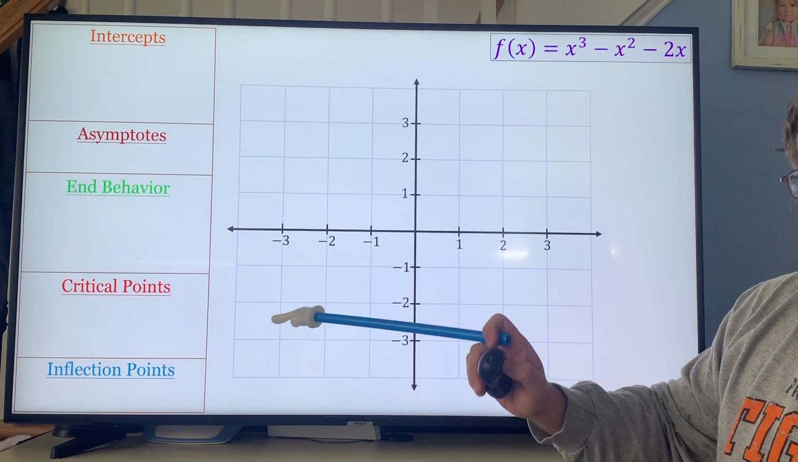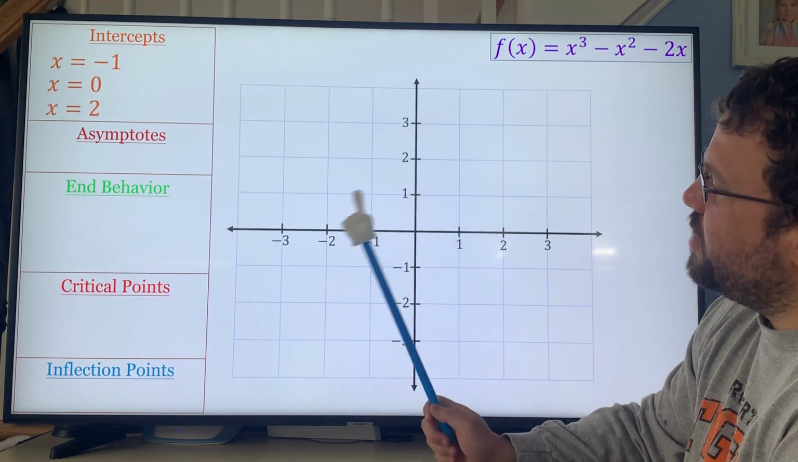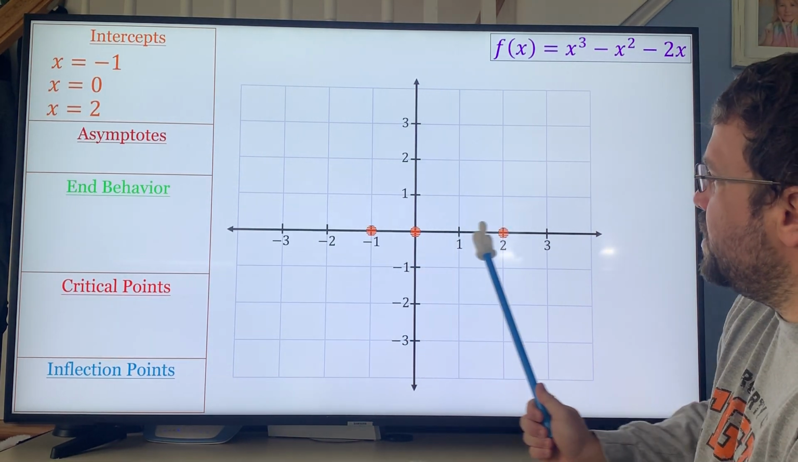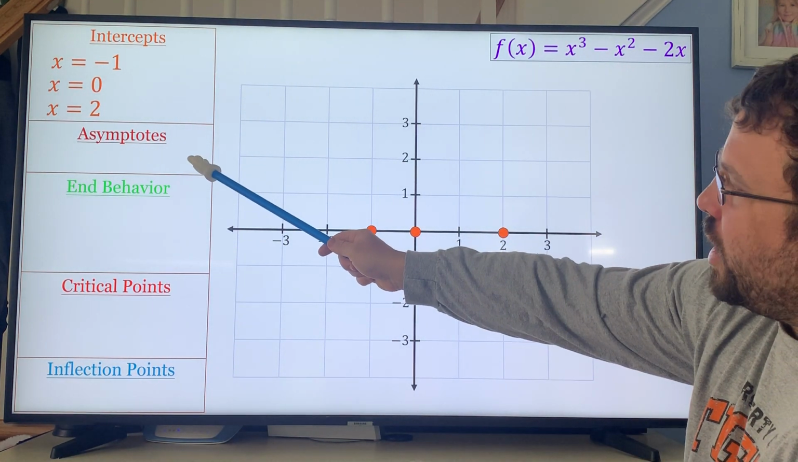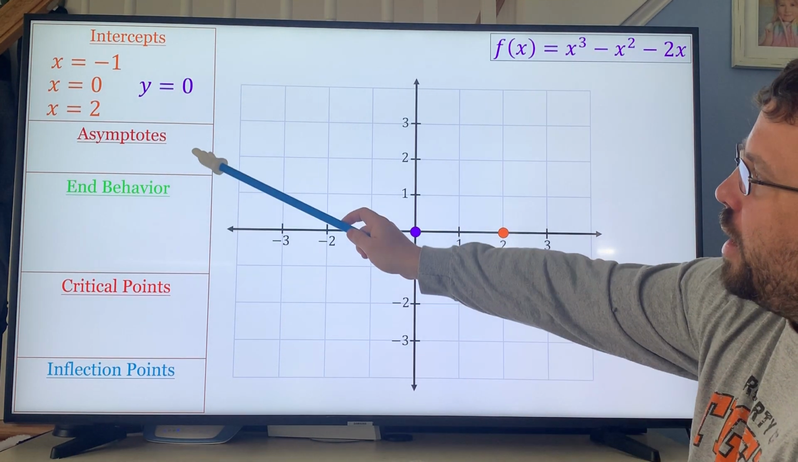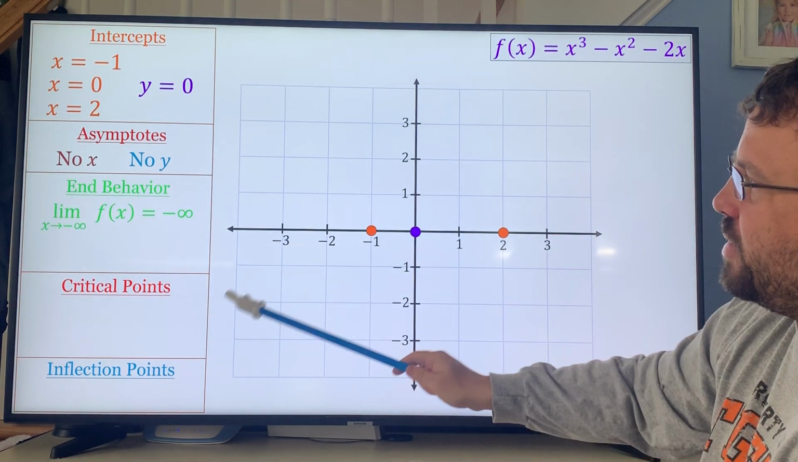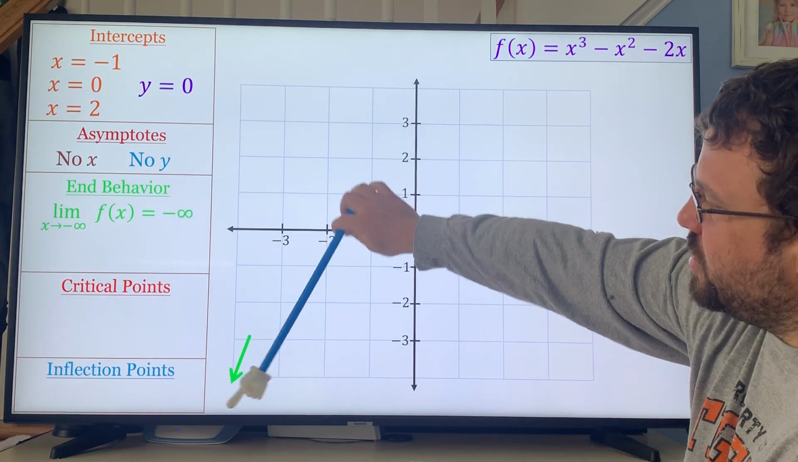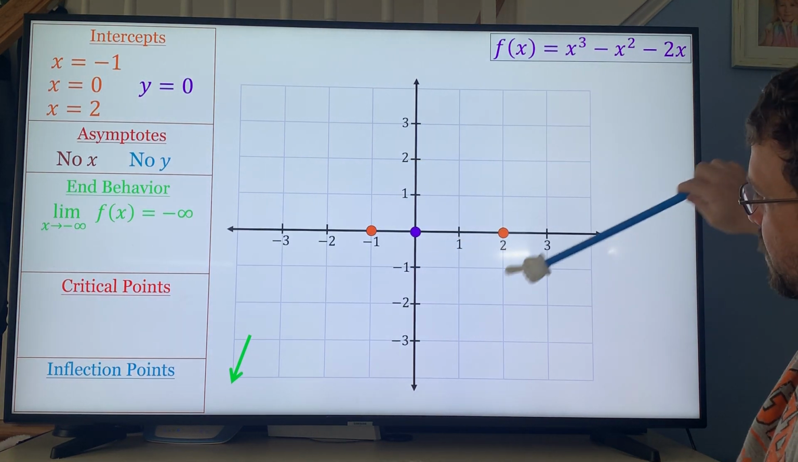Now, use all the information you got from the previous graphs to finish this one. Your intercepts we found to be negative 1, 0, and 2. So we're going to cross the axis in three points here. The y-intercept was 0, so it's the same one here, so you don't have to repoint it. Asymptotes, we said there were no x and no y. End behavior, we said as you approach negative infinity, it's going down.